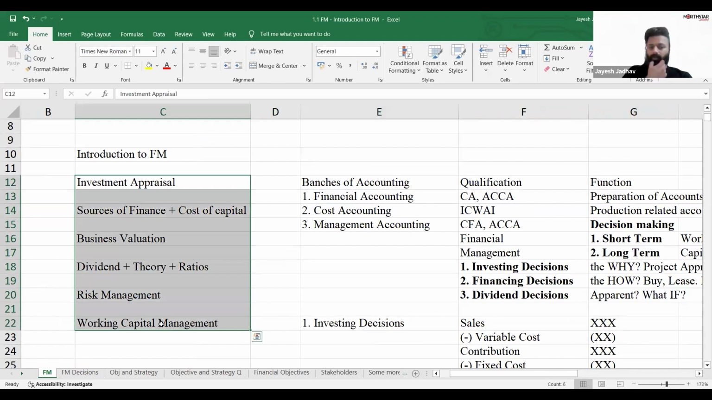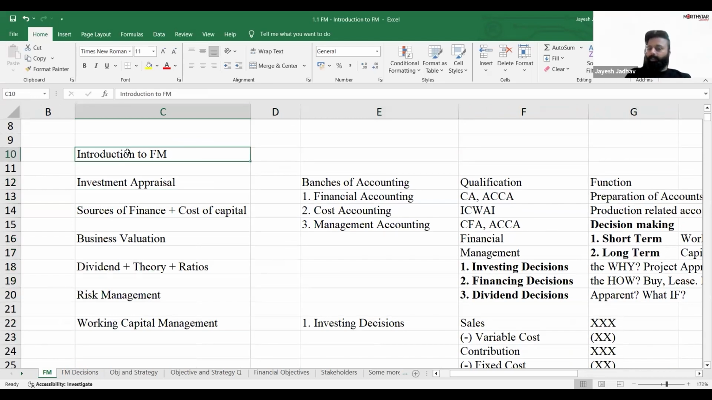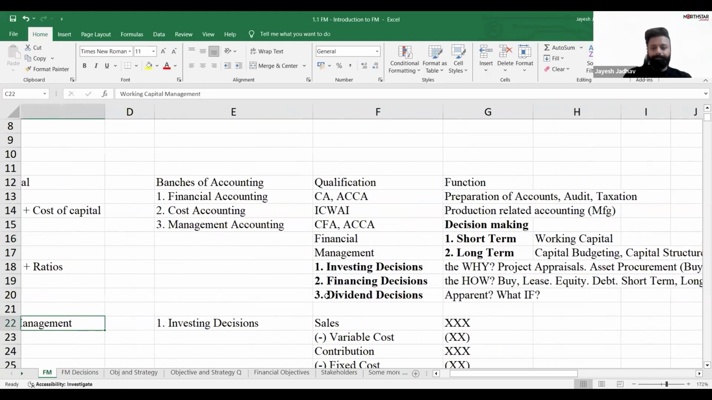The syllabus is basically mapped into 6 basic topics. The first is Introduction to FM, then we move to investment appraisal. Then sources of finance plus cost of capital. This is exactly where you have the overall cost of capital theories and sources of finance, financing decisions predominantly. We then have business valuations. I normally take this up towards the extreme end because that usually helps, at least after risk management. Dividend theories plus ratios, also known as interpretation of financial statements from an FR perspective. And finally, working capital management, which happens to be a very big area.